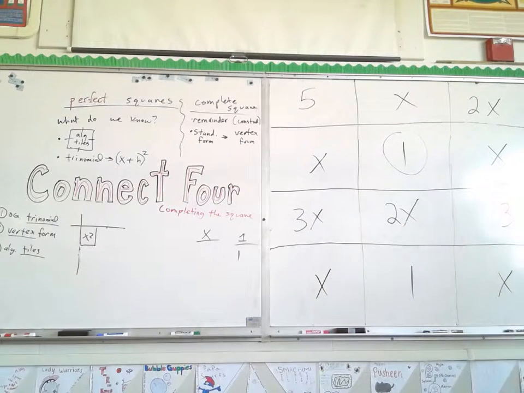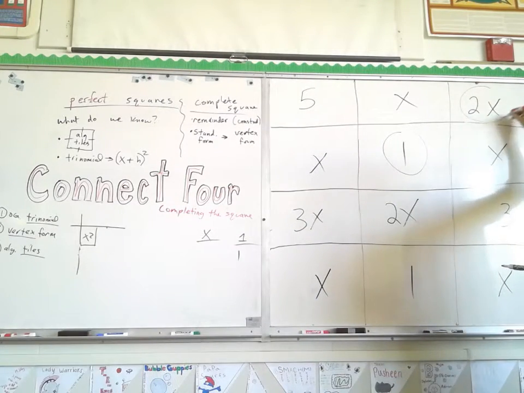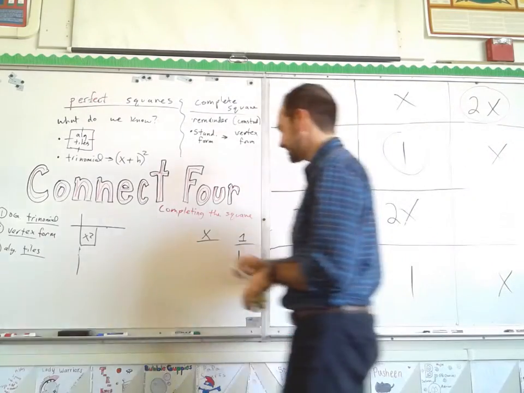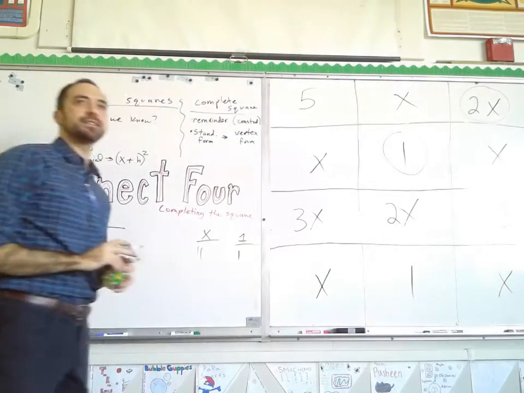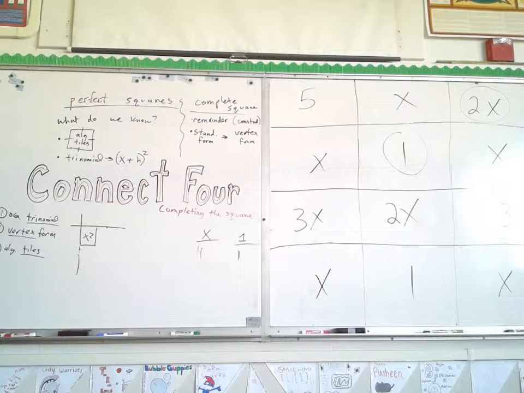He was right. That was close to 2x? Yeah. So we have 2 x's, we have 1, 1. Okay, Malik, pick someone else.